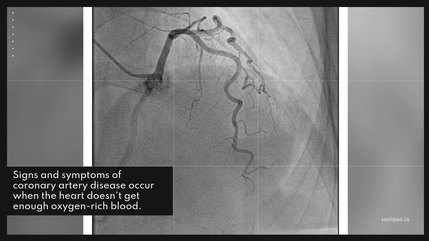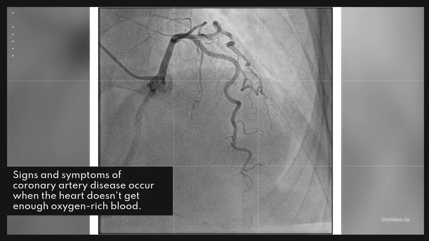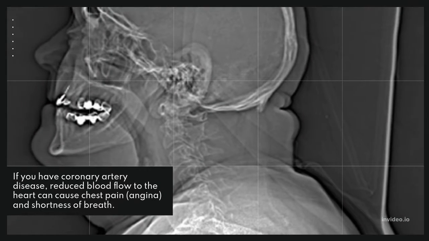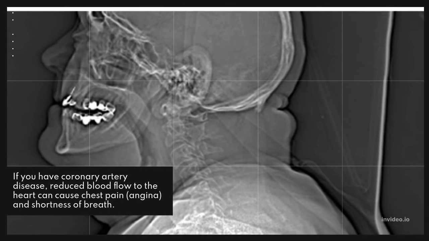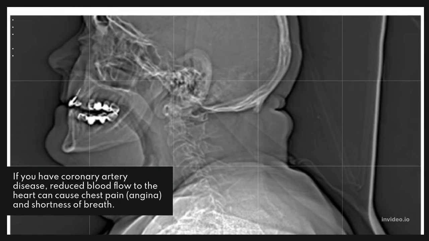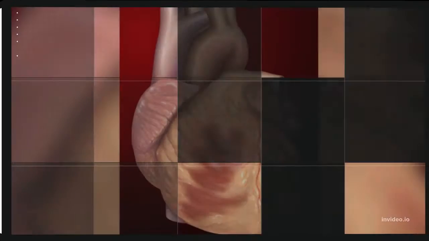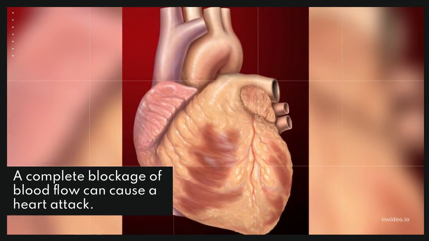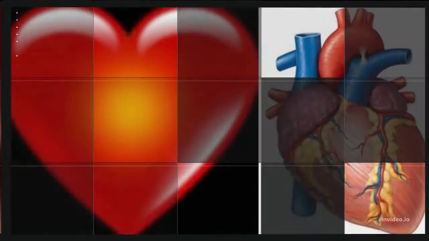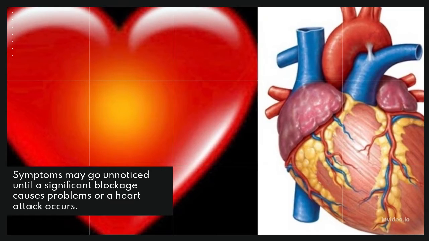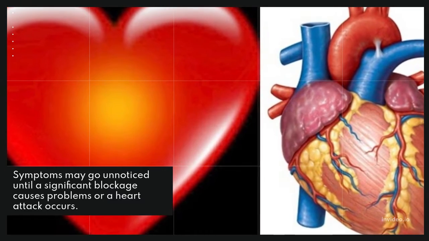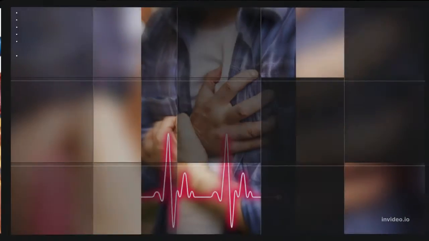Signs and symptoms of coronary artery disease occur when the heart doesn't get enough oxygen-rich blood. If you have coronary artery disease, reduced blood flow to the heart can cause chest pain, angina, and shortness of breath. A complete blockage of blood flow can cause a heart attack. Symptoms may go unnoticed until a significant blockage causes problems or a heart attack occurs.